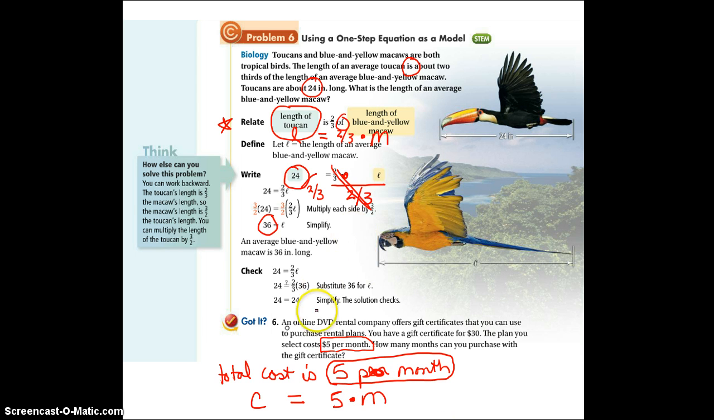Now in this particular problem, they're telling us that we have a gift certificate for $30. So our total money is 30 bucks. So the $30 would go right here. And now if I wanted to solve it, I would divide both sides by 5, and I find out that I could make it for 6 months. With a $30 gift certificate, if it's $5 per month, 5 times 6 is 30 bucks. So I could watch for 6 months in this situation.